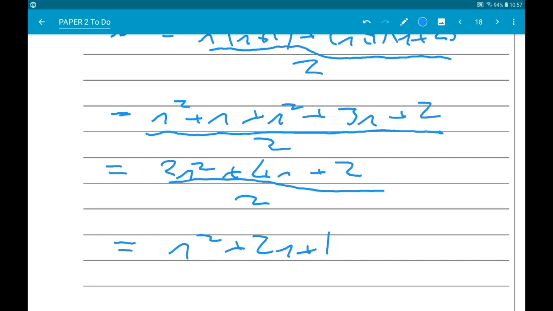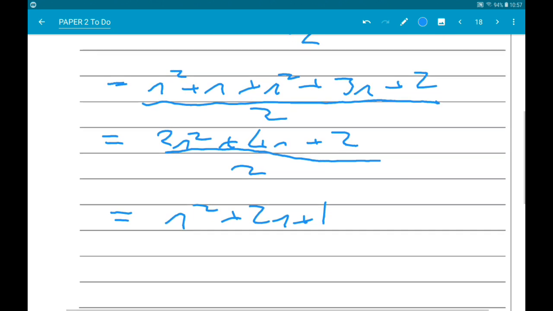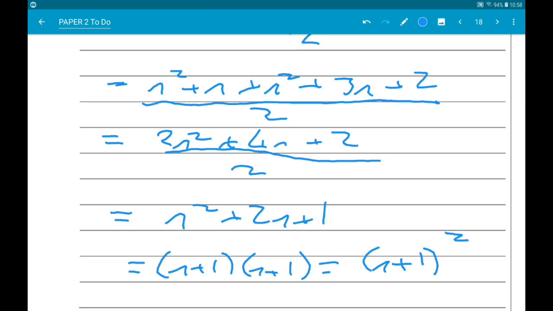Now, how do we prove that this is a square number? Well, it factorises to n plus 1 times n plus 1, which we can finally write as n plus 1 squared. So it's always a square number.